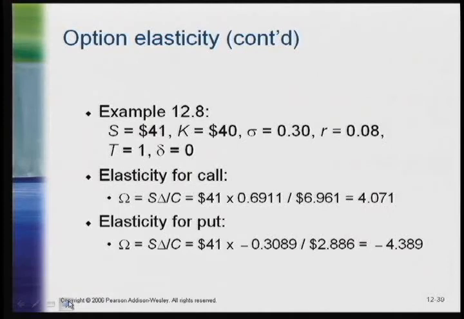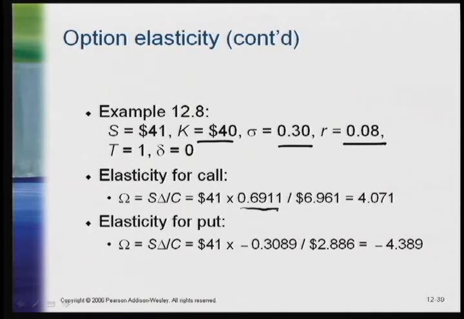So as an example, and this is example 12.8, if we have a stock with a price of 41 and we're looking at a call option with a strike of 40, as we've seen a number of times, we'll assume a 30% annual vol, 8% risk-free rate, and it's a one-year option, no dividends payable on the stock. What's the elasticity of the call? Well, the delta of this call is 0.69, as you can see here. Namely, a dollar change in the stock creates about a 69-cent change in the price of the option.